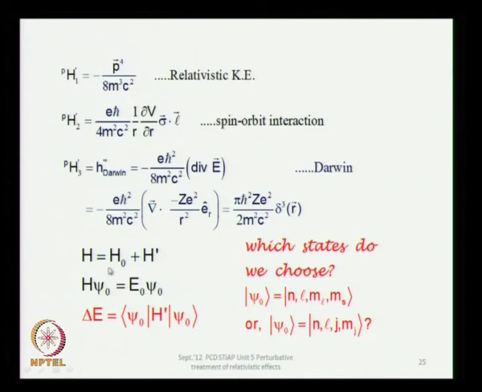Okay. So now in this context, the question that we are addressing is, when you make these corrections, which states do we choose? Do we choose psi 0 to be n, L, ml, ms or n, L, j, mj? And in your earlier course in quantum mechanics, you would have learned how to make this choice, because there is a very simple and fundamental criterion that you must invoke before you begin to use perturbation theory. And what is the choice?